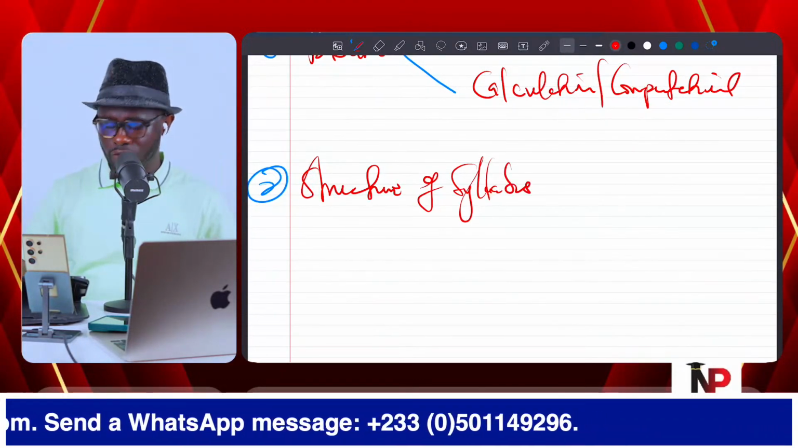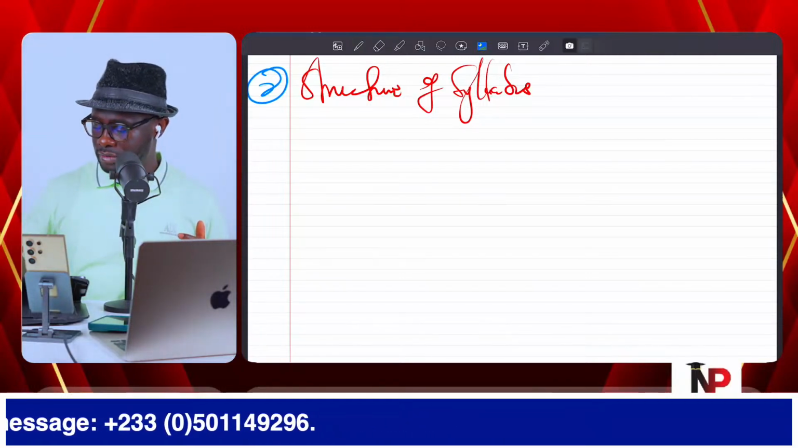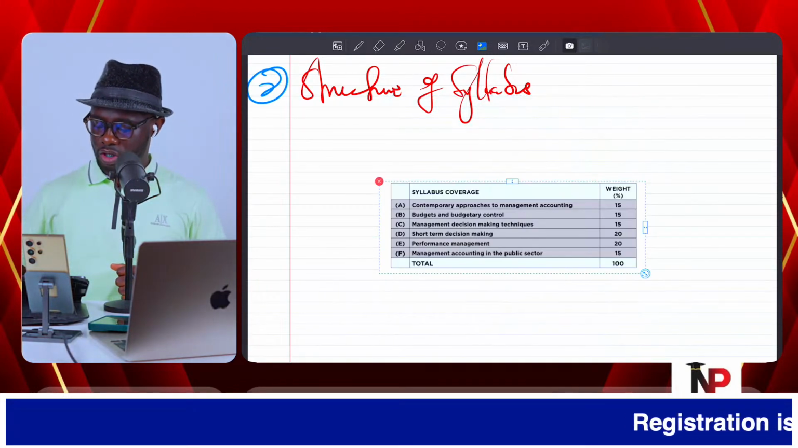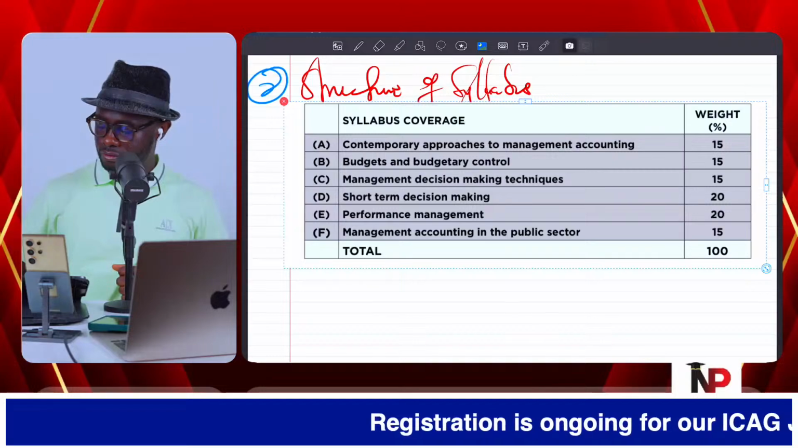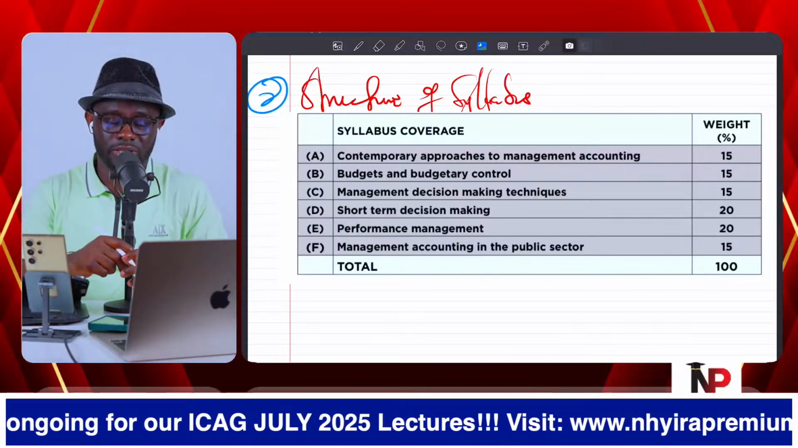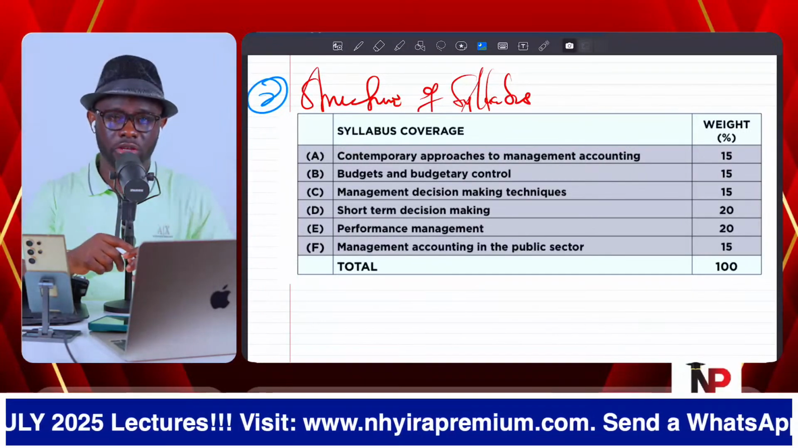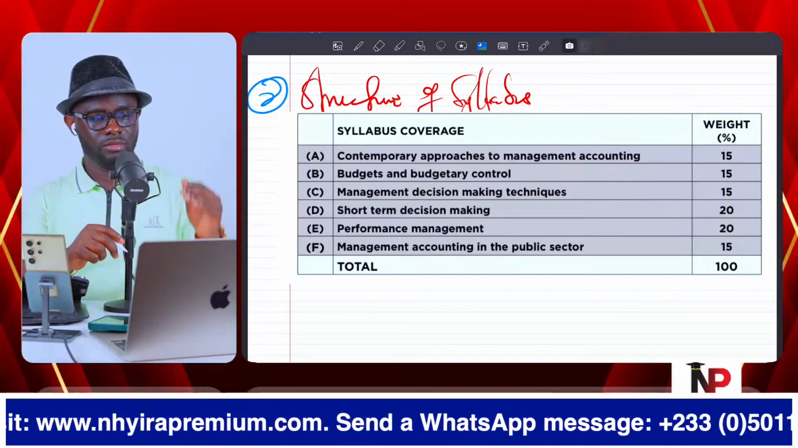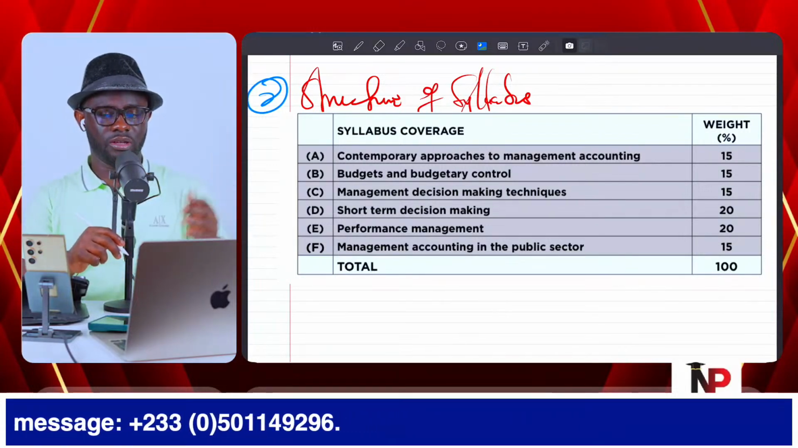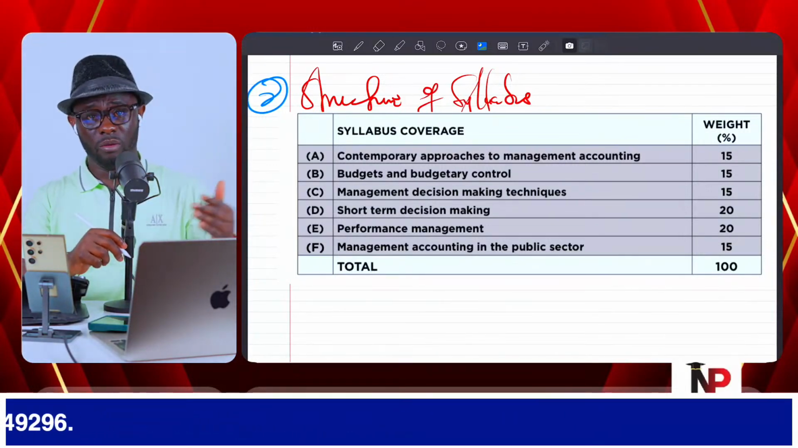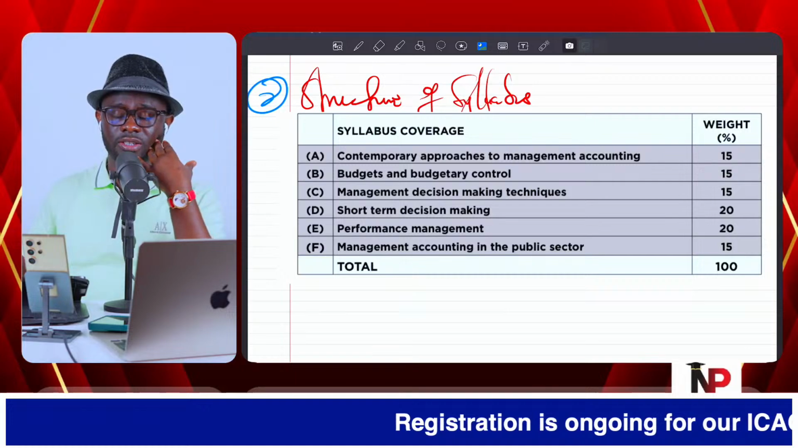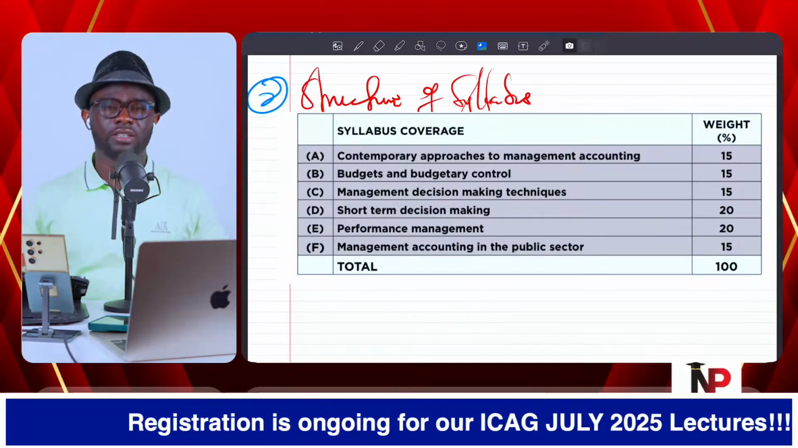So what is the structure of the management accounting syllabus? Let me quickly bring this up from the syllabus directly. The syllabus is divided into 6 groups or categories. We have the contemporary issues, budgeting, management decision-making techniques, short-term decisions, performance measurement, and then management accounting in the public sector. So this is the breakdown of our syllabus.